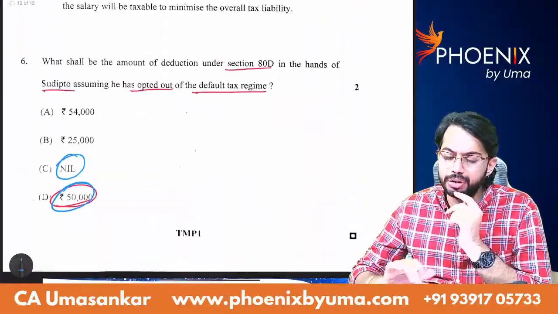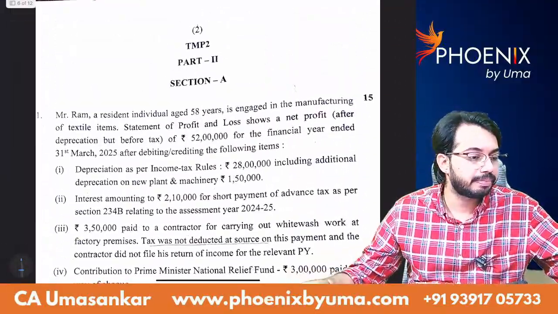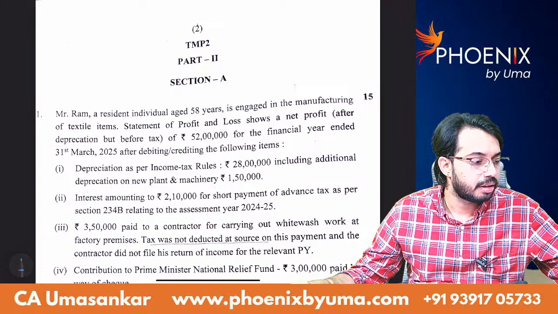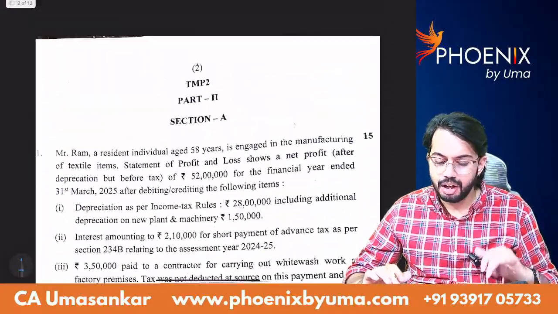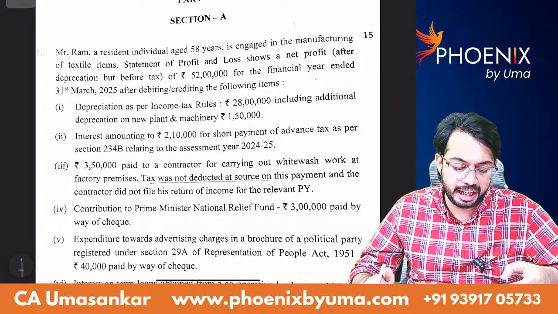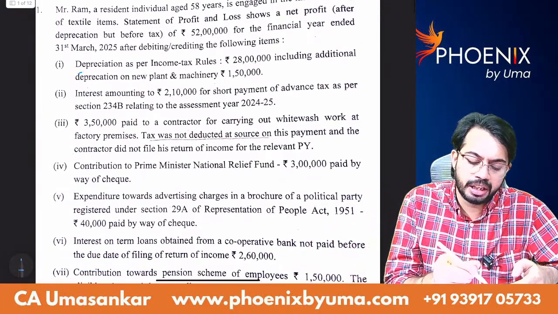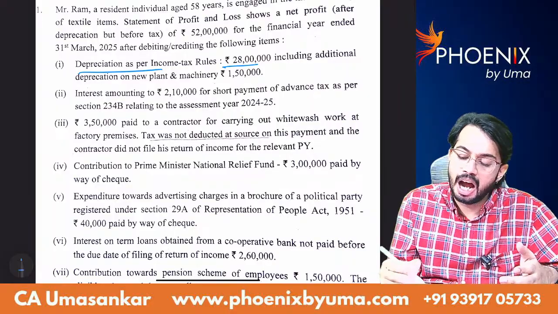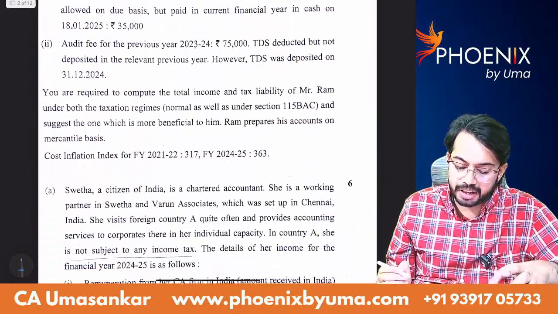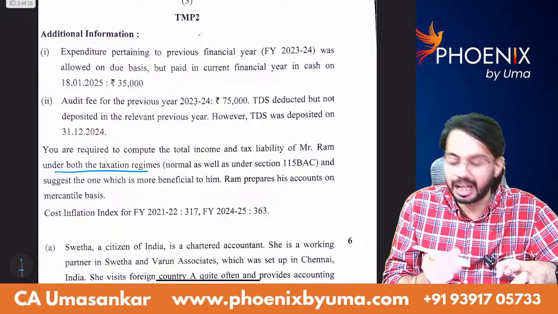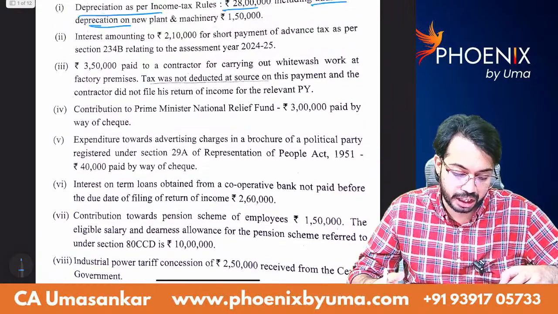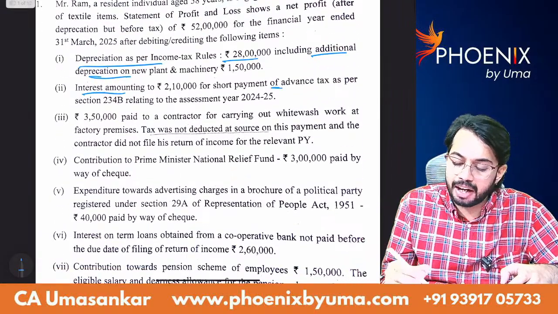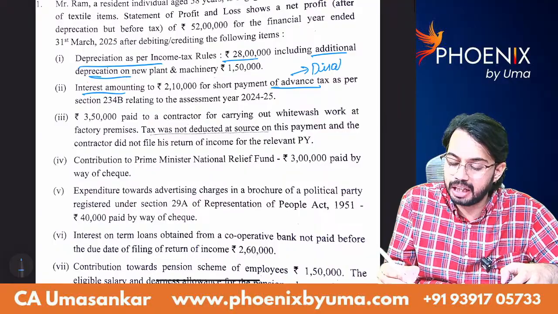So these are all MCQs. When it comes to descriptive questions, descriptive questions are a bit easy only. Question 1, total income adjustments are very easy. Depreciation as per income tax rules, that is given. Additional depreciation is given. See, in the question, he asked you to do under both tax regimes. When you are doing under default tax regime, you should add back additional depreciation. Next, interest for advance tax is also not allowed as deduction, that is to be disallowed.